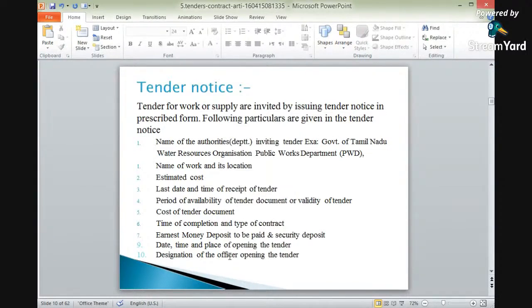The date, time, and place of opening the tenders is also important. What will be the date, what will be the time, and the place where it will be opened. So the date, time, and place of opening the tender will be mentioned. Again, the designation of the officer opening the tender will be mentioned in this tender notice. Who will open the tender?